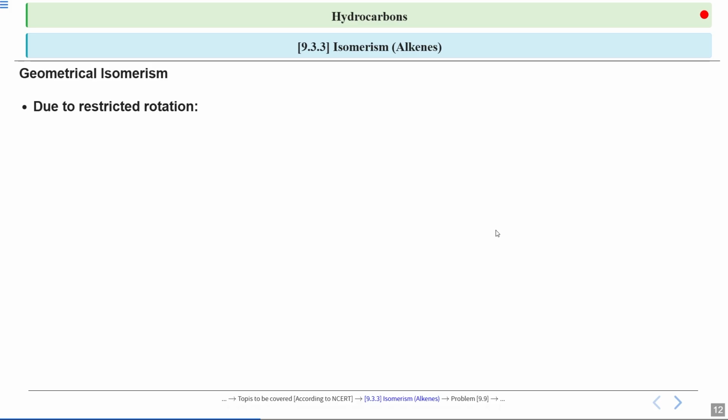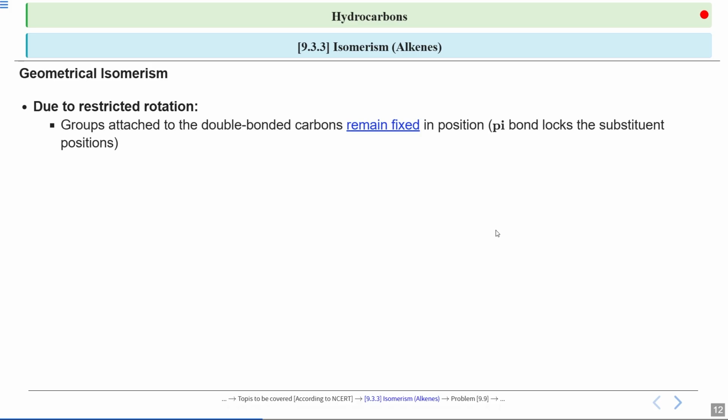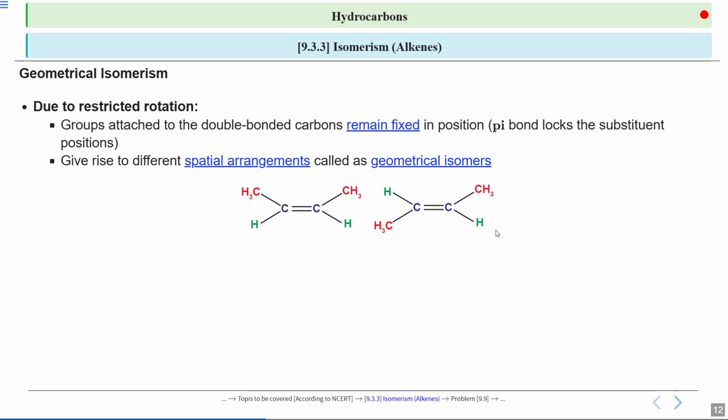So, we have already seen that geometrical isomerism occurs due to the restricted rotation around the double bond. This means that the groups attached to the double-bonded carbons cannot rotate freely. The next point explains that the pi bond in the double bond locks the substituent positions, keeping the groups fixed in their position. This is crucial for understanding why geometrical isomers exist. This restricted and fixed position gives different spatial arrangements called geometrical isomers.